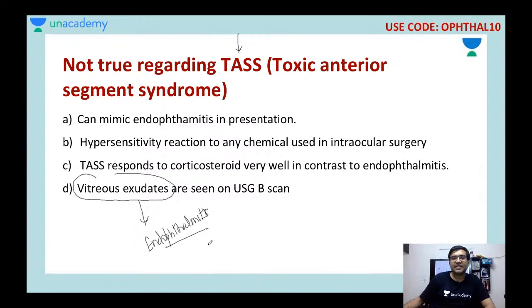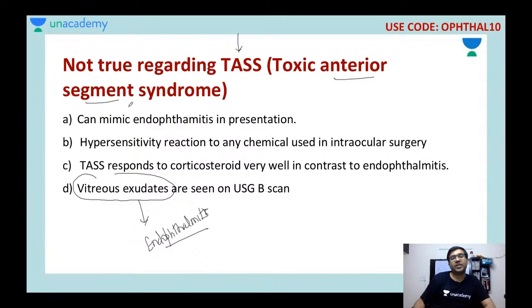Okay, what is there in the TAS? The TAS basically involves the anterior segment. As the name suggests, anterior segment inflammation is there. There can be a corneal edema, there can be a limbus to limbus edema, but there is no patient who is having vitreous exudates. Vitreous exudates are seen on the USG-B scan.